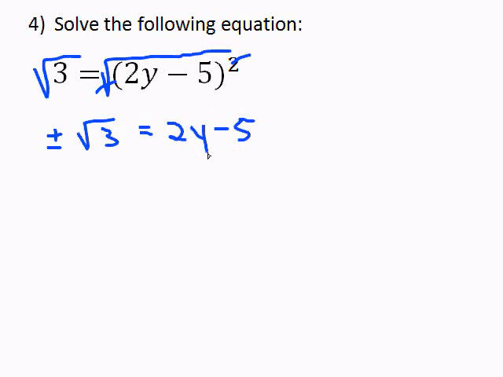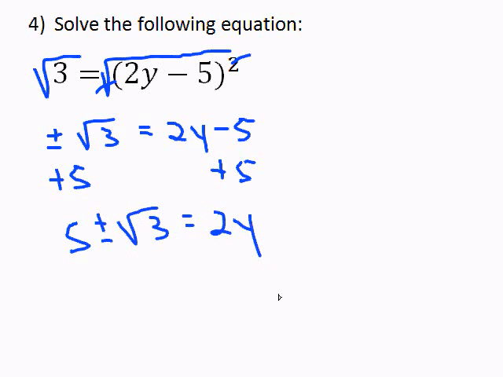Now I still need to get y by itself, so we're going to add 5 to both sides. Notice I cannot combine 5 and the square root of 3. They're not like terms. One is a 5, one is a square root. So I have to write it as 5 plus or minus the square root of 3 is equal to 2y. To get y by itself in the end, we divide by 2, which means we need to divide both terms on the other side by 2.